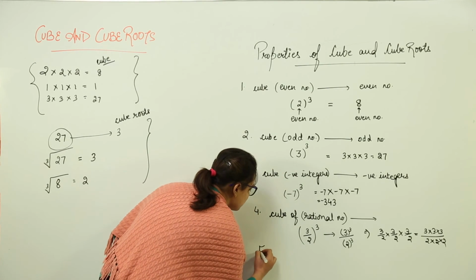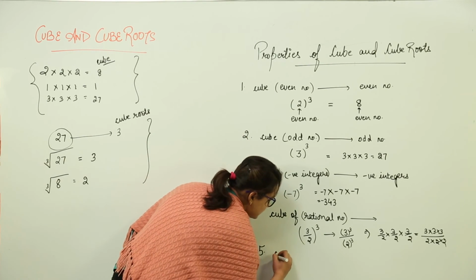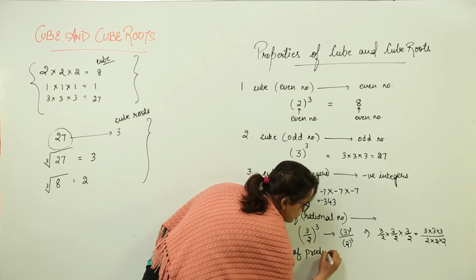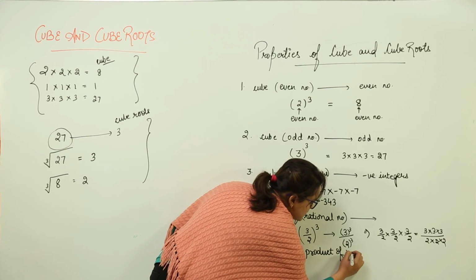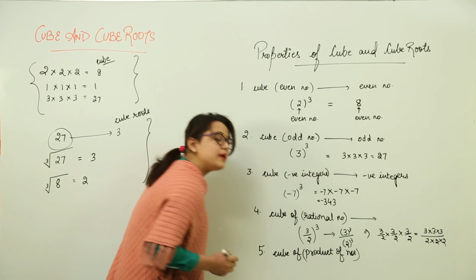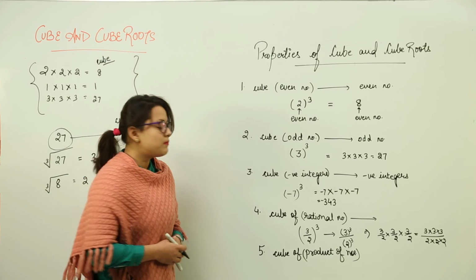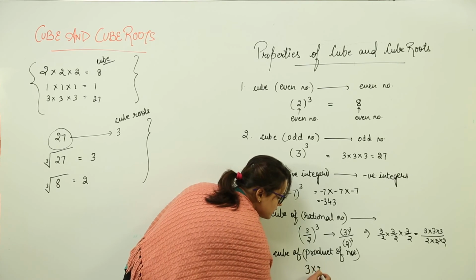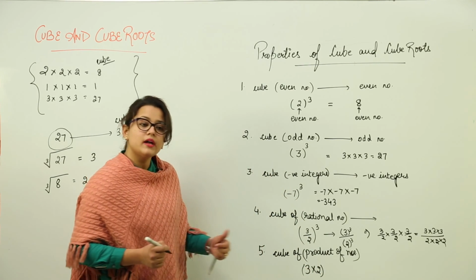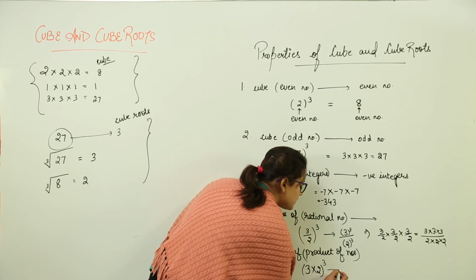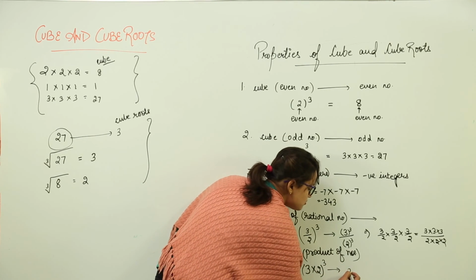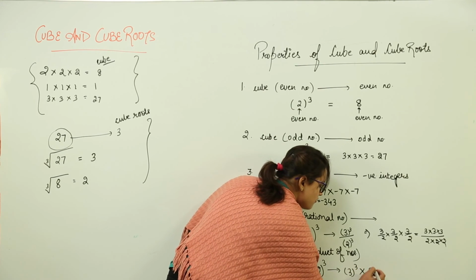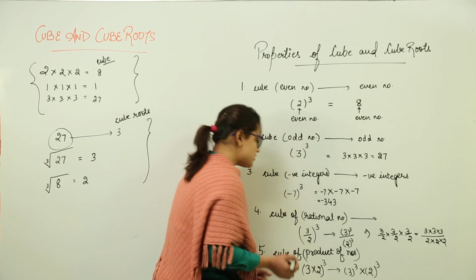Similarly, the last property says cubes of the product of numbers. Now, how do you do the cube of the product of numbers? Let us take any two numbers. Here we are not specifying which type of numbers we are going to take. But say, let's take one example. We take 3 and 2 only. This is the product of two numbers. And if you take the cube of this, what will this be equal to? This will be equal to the cube of 3 separately multiplied with the cube of 2 separately. Right?